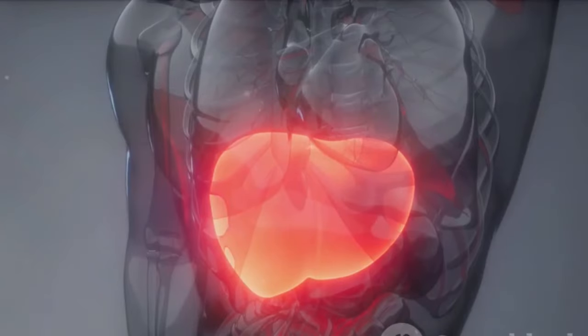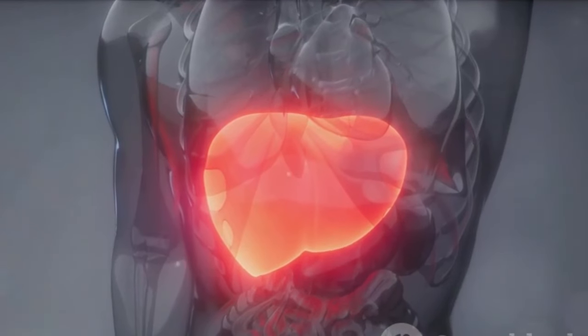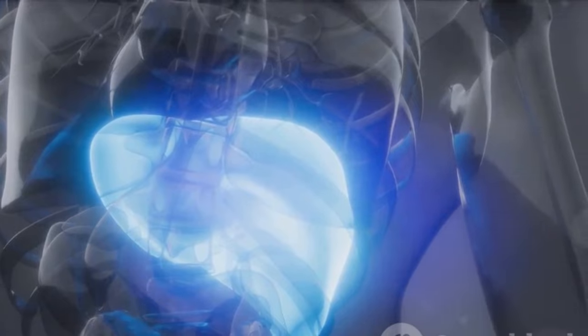The liver is your body's largest internal organ. It's like a bustling city responsible for over 500 functions, including detoxification and the production of essential proteins. But when the liver is under distress, it sends out signals. Here are 12 signs that your liver might be crying out for help.